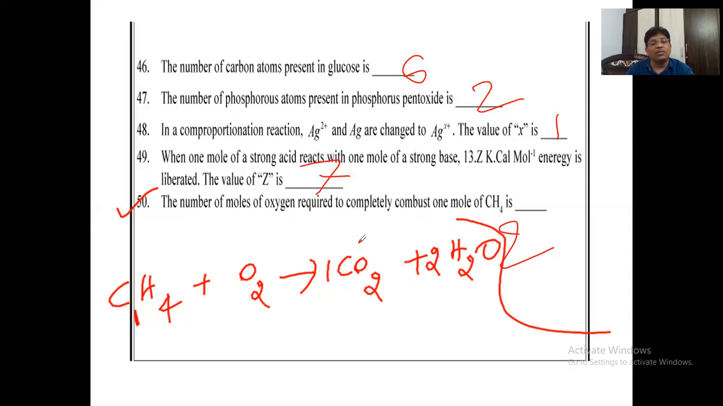Now, from right side to left side, check to balance the oxygens. 2 oxygens here, 2 into 1 is 2. So 2 plus 2, 4 oxygen atoms on the right. Left side has 2 atoms. That's why we have to make it 2O2. So how many moles of O2 are required here? 2 moles of O2. So 2 moles of O2 are required to completely burn, to completely combust, 1 mole of CH4. Combust means burn. Okay. So this is the discussion of the JEE Mains Model Examination conducted on September 5th, 2021.